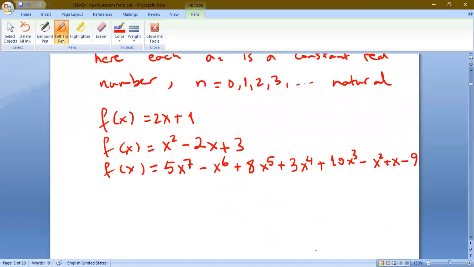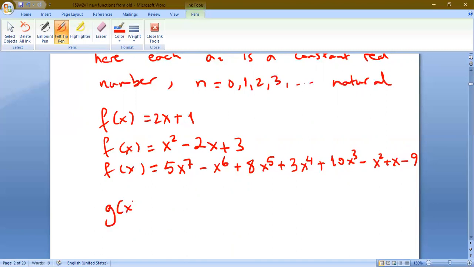Okay, these polynomials are, of course, important functions. And as you see, they come as combinations of functions. So we multiply two functions, for instance, we multiply 5 and x to the 7. And then we subtract x to the 6 from this function. And then we add another function like 8 times x to the 5th. And we keep going like this, and we obtain polynomials.